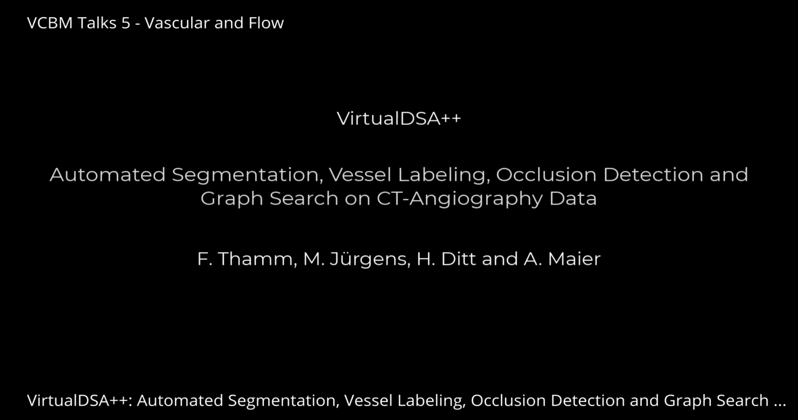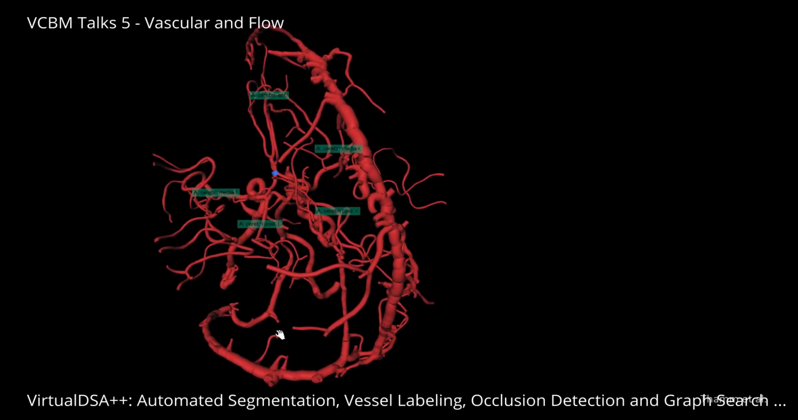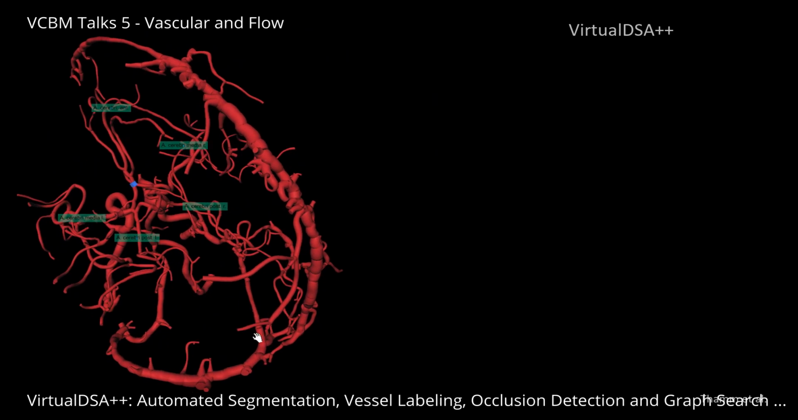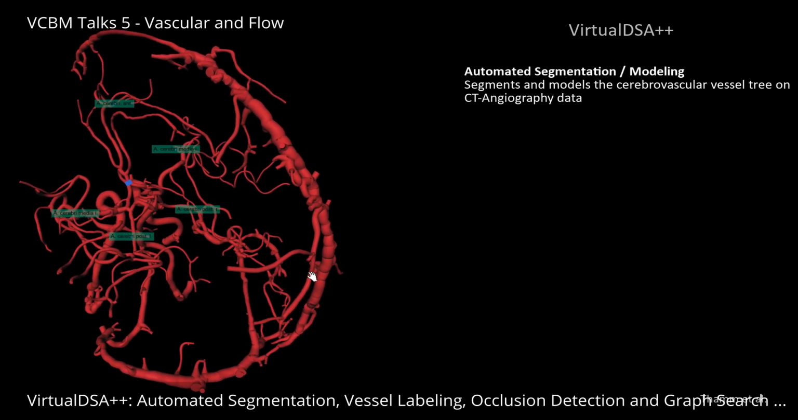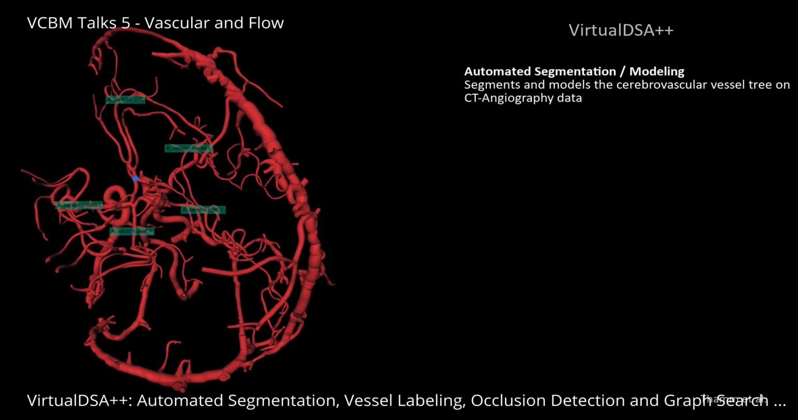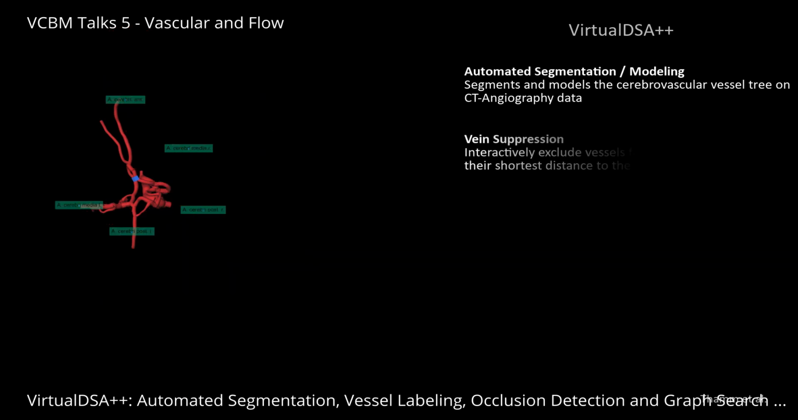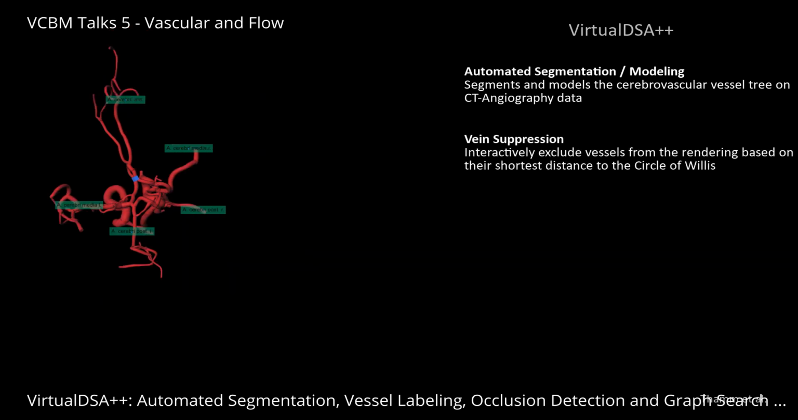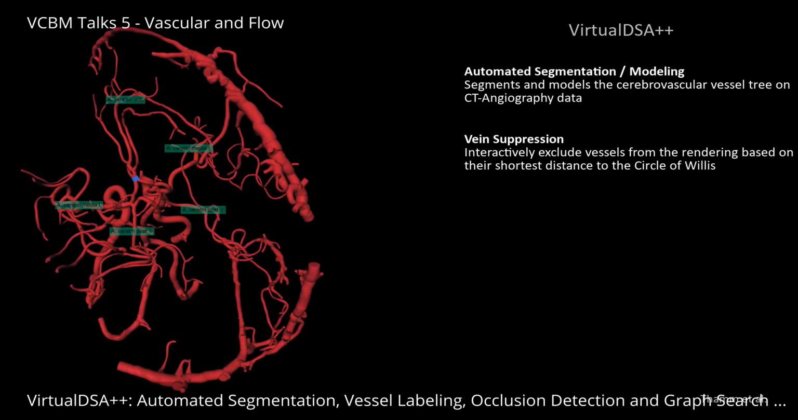Welcome, this is Virtual DSA++, an algorithm for the automated segmentation, vessel labeling, occlusion detection and graph search on CTA and angiography data. Virtual DSA++ comes with a lot of features. First, it leads to a fully automated segmentation and modeling of the cerebrovascular vessel tree, and only a CT dataset is required. It also allows to exclude veins from the rendering based on their shortest distance to the circle of Willis. This feature is called vein suppression.